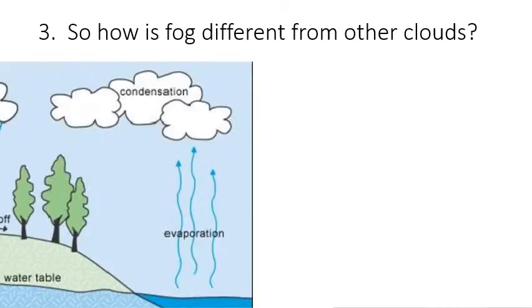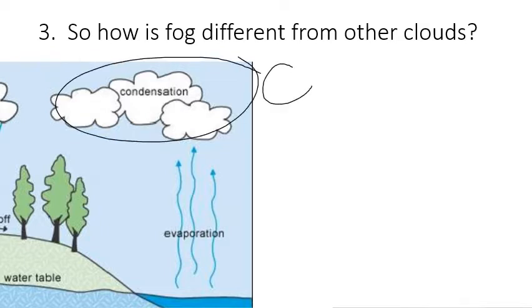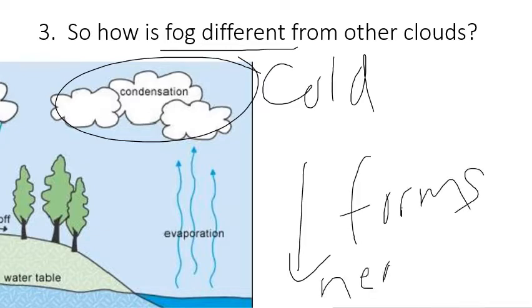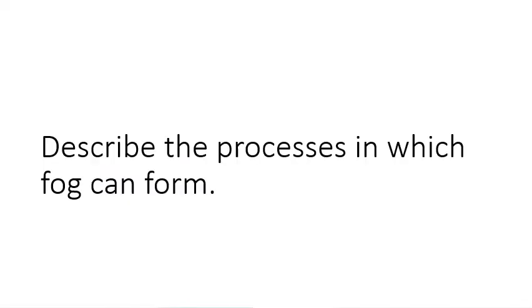So how is fog different from other clouds? Well, remember that typically other clouds form up here because that is where it is cold. How is fog different? Fog is different than a normal cloud because it forms near the ground. And that's not where we typically expect it to be cold enough for that condensation to occur. But there are some situations that can make condensation happen near the ground instead of way up in the sky where we would expect it. And that's what we're going to look at. We're going to describe the processes by which fog can form.